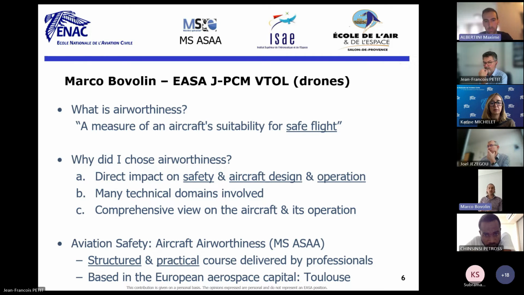There are certification requirements, and an aircraft to be allowed to fly in European airspace, but anywhere in the world, must respect certification requirements. Certification does shape the design of the aircraft itself, as well, of course, as its operation: minimum flight altitude, maximum flight altitude, and so on. Also, because of this multidisciplinarity, airworthiness is the best way to have a comprehensive view on the aircraft, its operation and the environment in which the aircraft lives. You will have to know how the aircraft is operated. What does the pilot do? What do the maintenance people do?